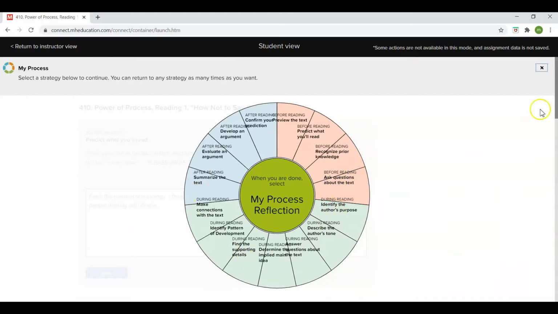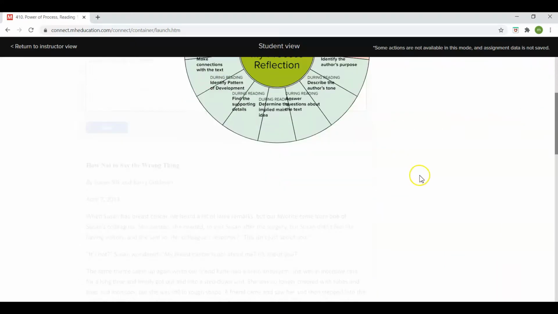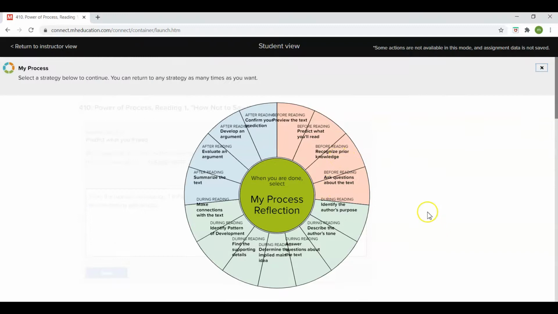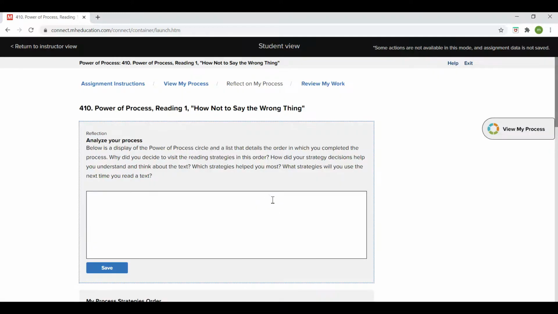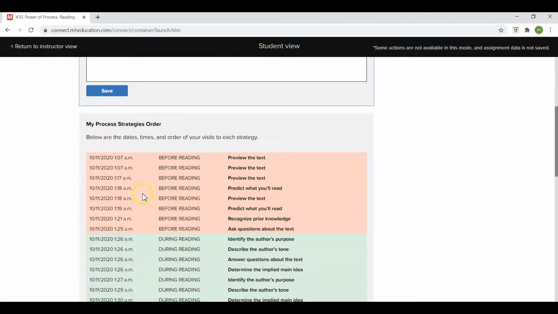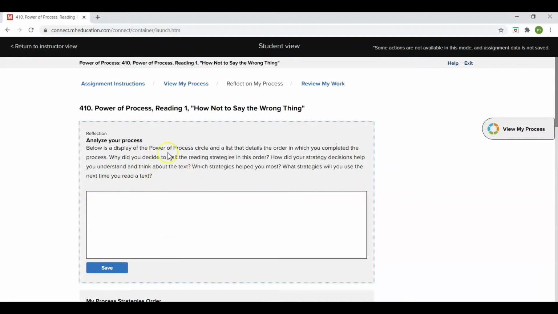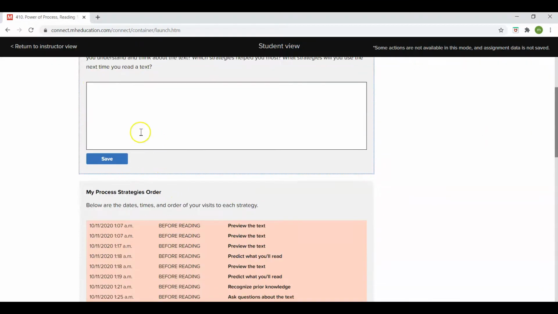Okay, so I've kind of given you a little tour of this wheel, right? Now, what happens at the end? Once you have all the answers, or even if you don't, careful, don't turn it in with blanks because you just won't get points for those. You have to do this middle section, my process reflection. Don't take a long time on this, please. Just kind of answer some of these questions in there.